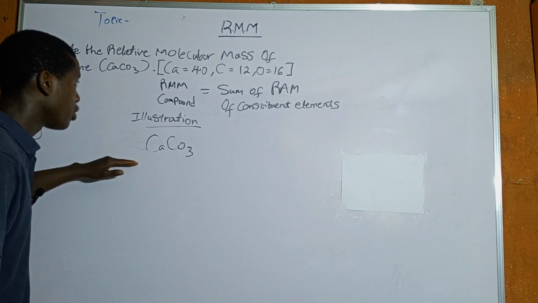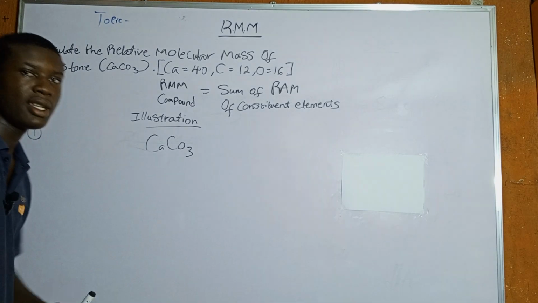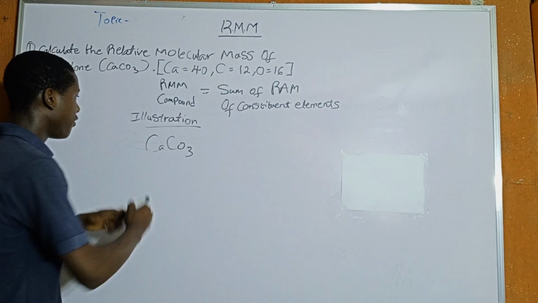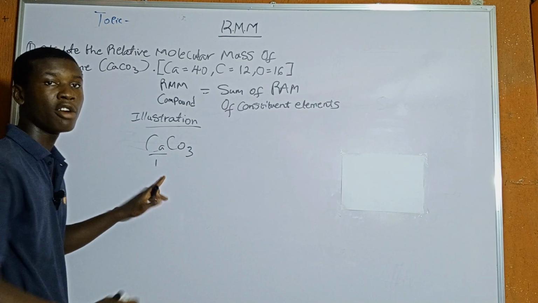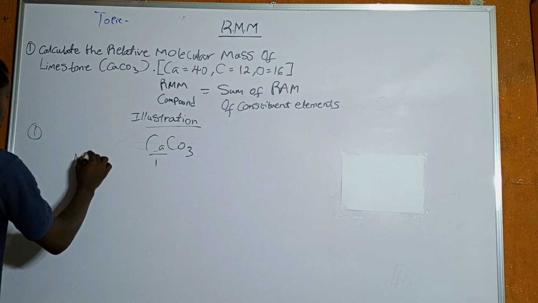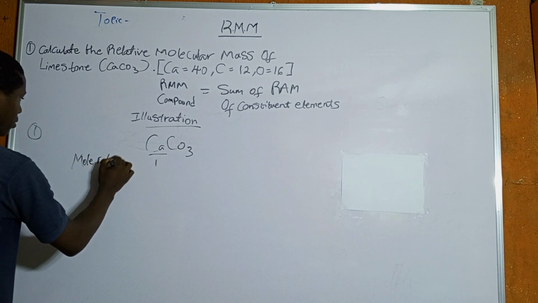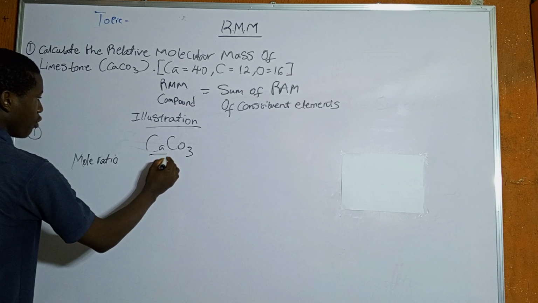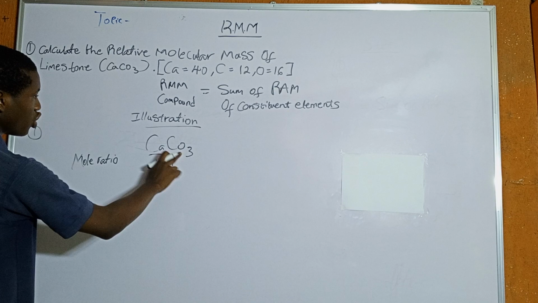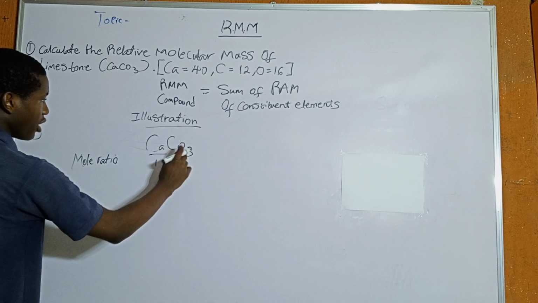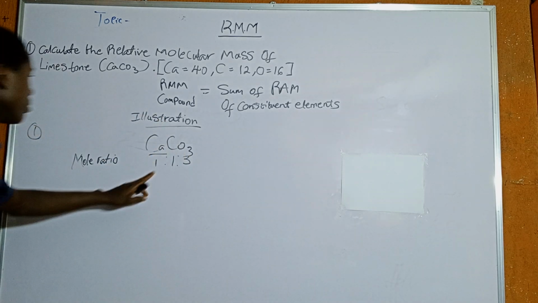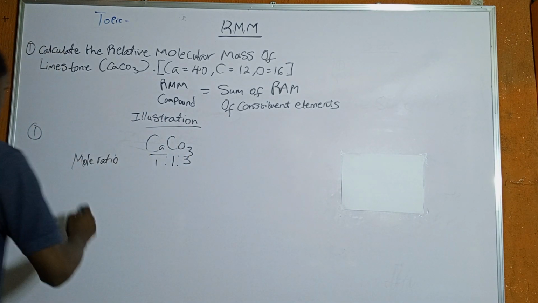So now these are the constituent elements. We are going to represent them in their mole. Here we have 1 mole of calcium. This is the mole ratio, and here we have 1 mole, because it's just 1, there is no subscript. But here we have 3 moles of oxygen, so we say 3. Now we use this mole ratio in order to get the relative molecular mass.